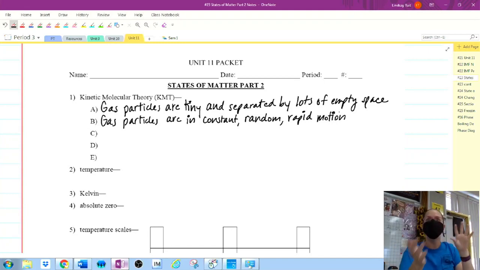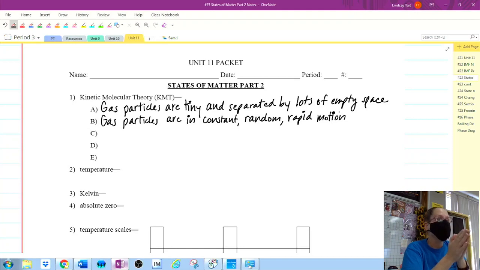Now this one also applies on some level to solids and liquids, because every state of matter has particles in motion. If I were to use my same hands for a liquid, in a liquid the particles are attracted, they're close to each other, but they're not locked in place. They're free to flow and move past one another throughout their container. That might make sense. Water flows. We know how rivers work, things like that.